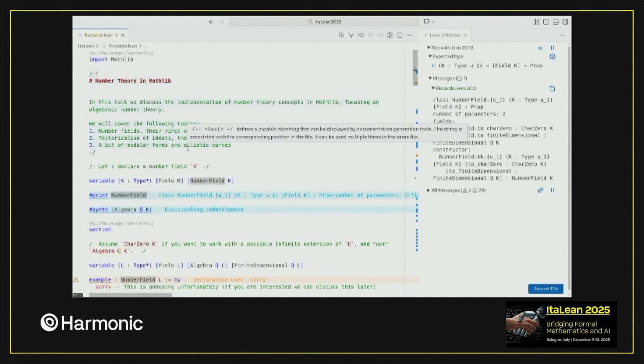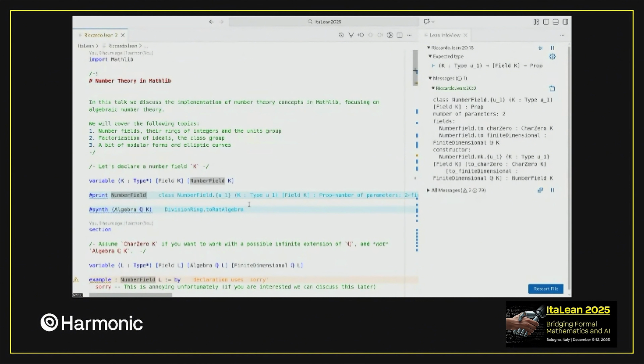Why did we decide to have a property rather than package all the definitions together? This is probably a design choice, a historic decision. Probably the reason is that very often you already have a field, and maybe in the middle of the proof you want to say, okay, now I prove that this field is a number field, but you don't want to define addition and division because you already have the operations. So it's probably more convenient to already have a field and say, okay, this field is a number field.